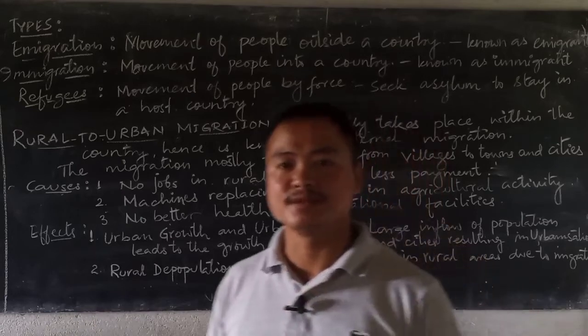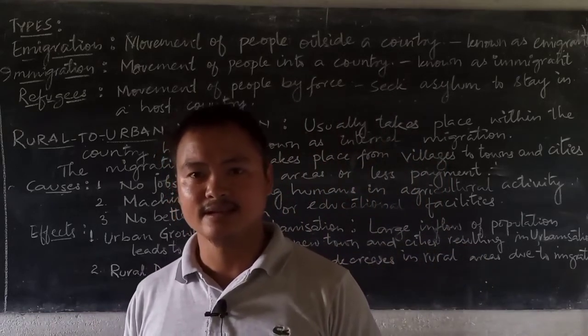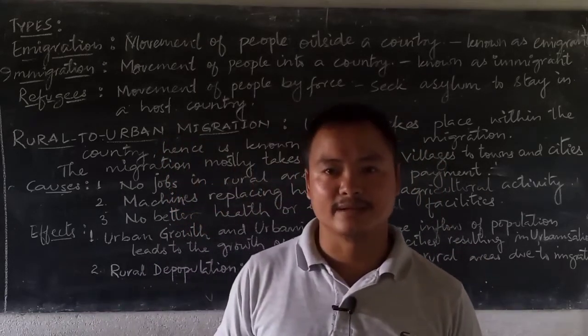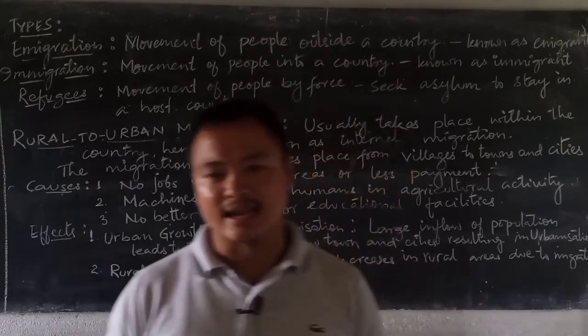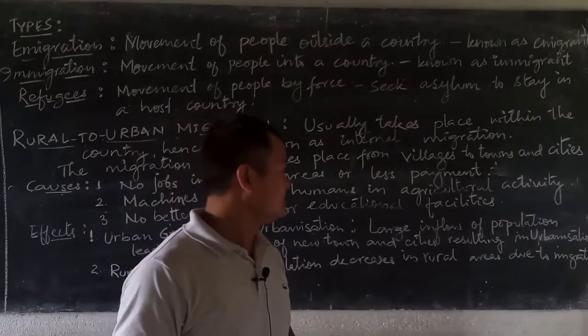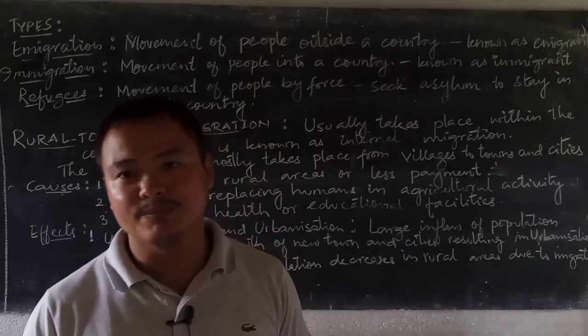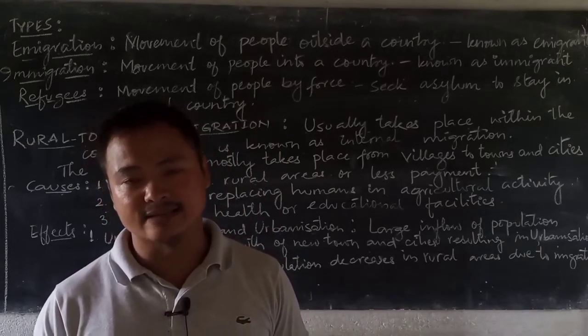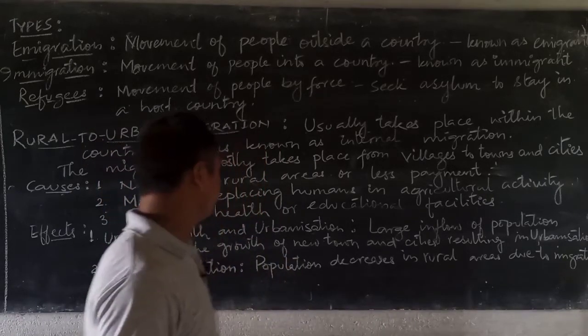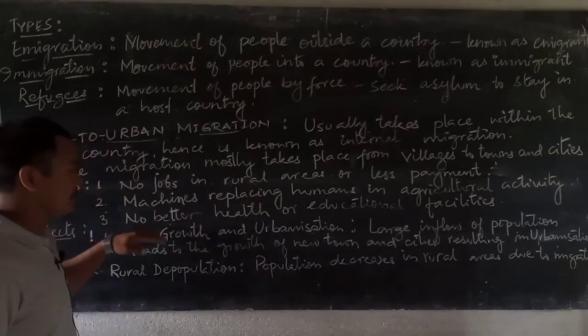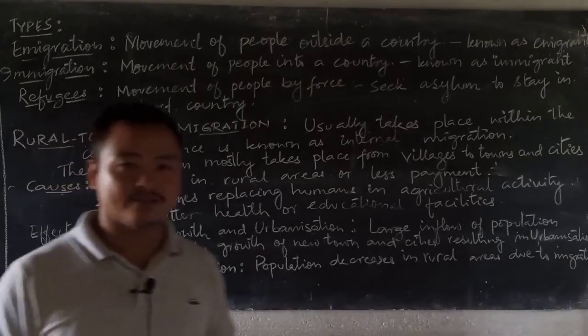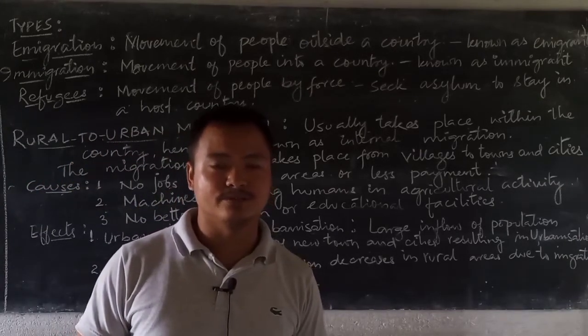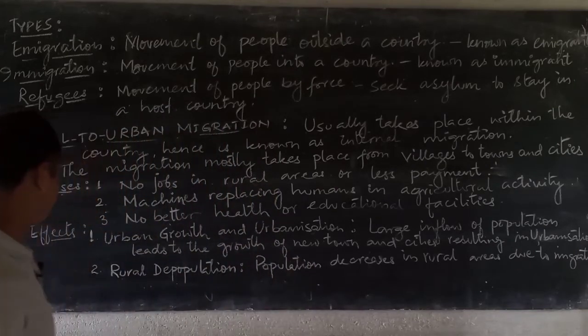But in today's world with modernization, agricultural activity is replaced by machines. Humans are replaced by machines in agricultural activity. We can say mechanization of farming. This has cost the jobs of different people working in agricultural lands, so they have to move out from this place. Rural areas also do not have better health and educational facilities, so this also results in movement of people from rural to urban areas.